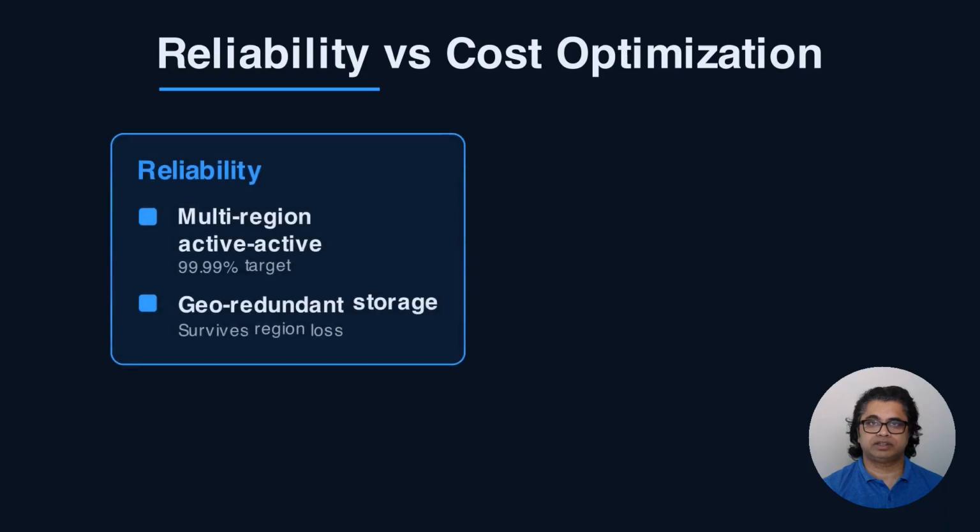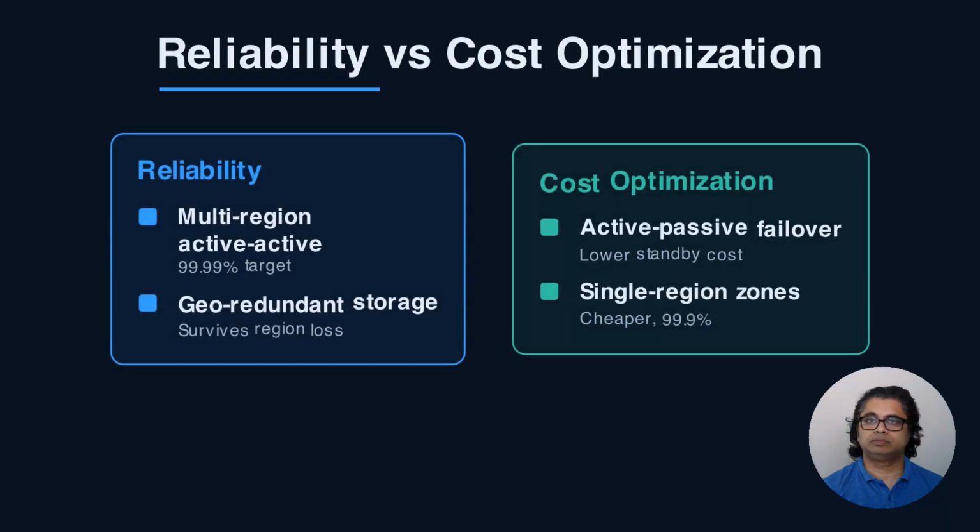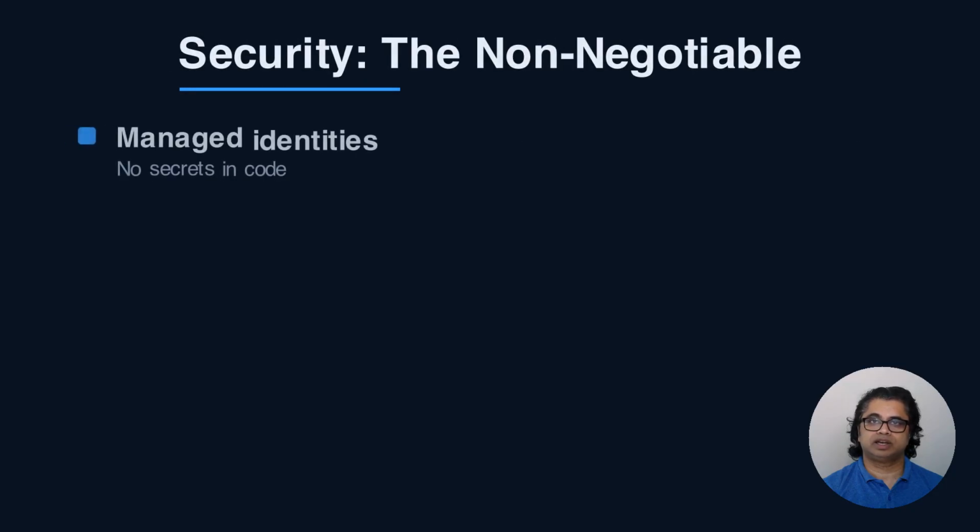Here's the sharpest tension. Reliability says deploy across multiple availability zones, replicate your database geo-redundantly, and keep warm standby capacity. Cost optimization looks at that same design and sees doubled or tripled spend for capacity you hope never to use. A multi-region active-active setup might guarantee 99.99% availability, but cost 2 to 3 times an active-passive design that gives you 99.9%. The rule of thumb: let the business SLO drive the redundancy, not the other way around. If you don't have a written availability target with a dollar value on downtime, you can't honestly resolve this trade-off, you're just guessing.